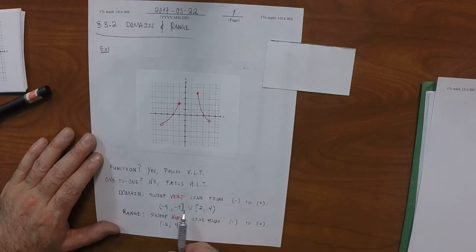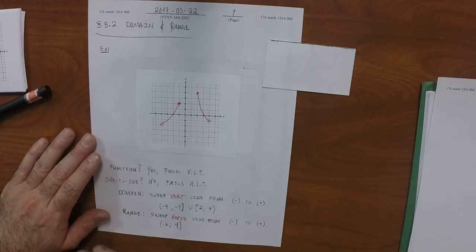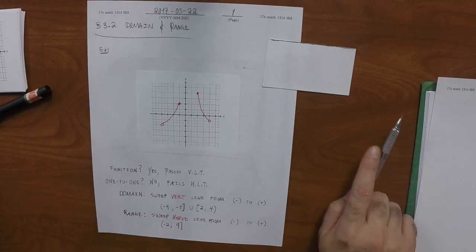And I can't simplify this expression any more than this. But the range looks like it's just one piece. Now, why is that? Why is it that the domain looks like it's in two pieces, but the range is in one? Well, let's wonder here for a moment.